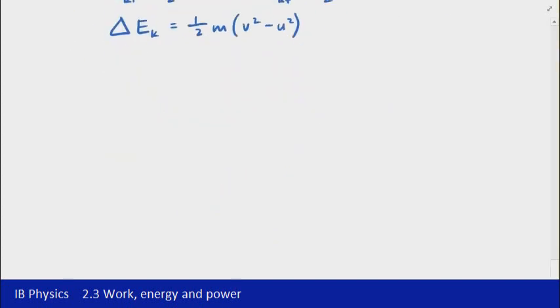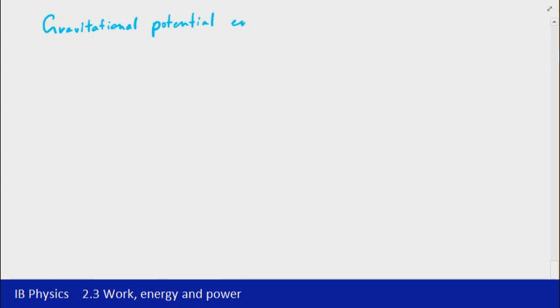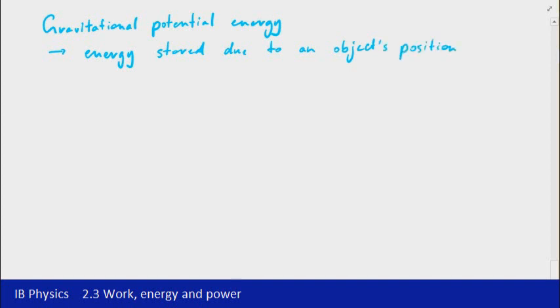Moving on now, there's another type of energy that we're going to have a look at in this video, and that's gravitational potential energy. And the derivation of this equation is much simpler. Just recall that the gravitational potential energy is energy stored due to an object's position in a gravitational field. And when we talk about an object, we're really talking about something with mass. So it's the mass that's important here.